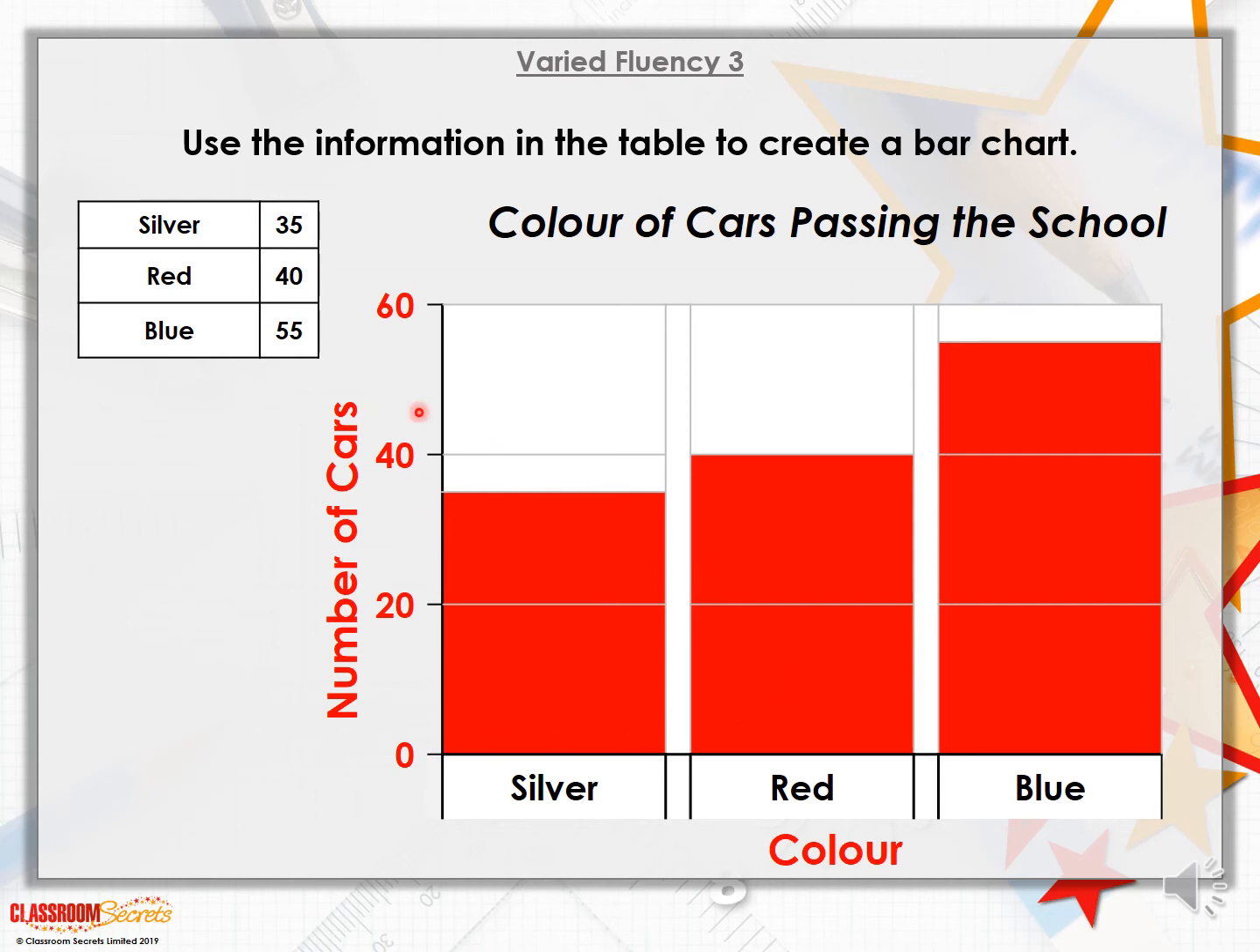Red is easy because red is 40, and we already discussed it's going up in 20s. So 40 is there, so I make sure it's level with 40 there, just to show the number of cars was 40 for red. And for blue, again, this was tricky because we're going up in 20s. Blue was 55. So 55, I'd need to go up. And 50 is in between 40 and 60, so that'll be about halfway there. But then 55 is in between 50 and 60. So I'd have to make sure again that it was in between 50 and 60. So it was a little bit of a difficult one, but well done if you managed to guess it and get it correct.